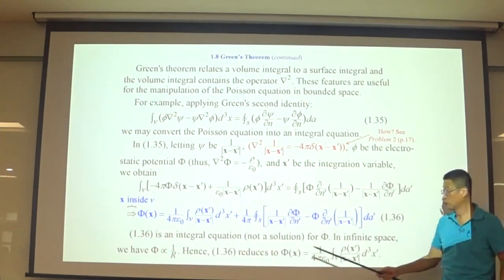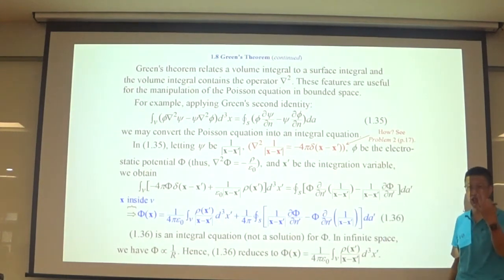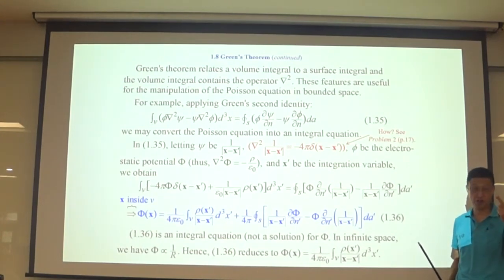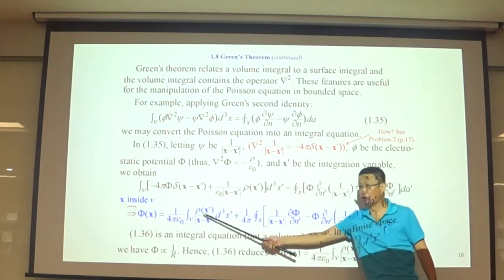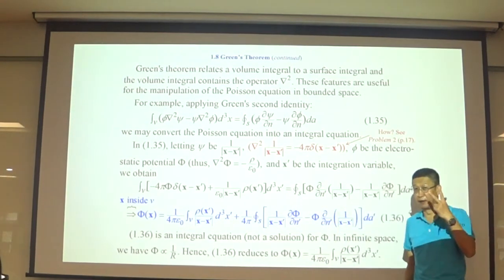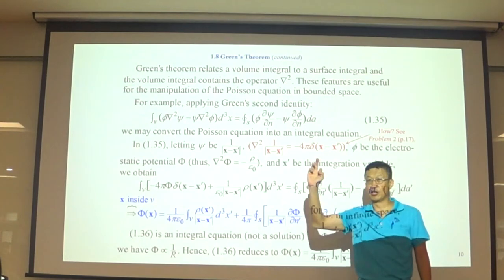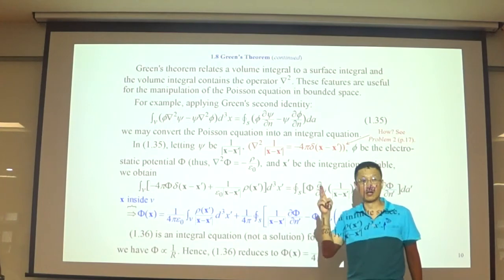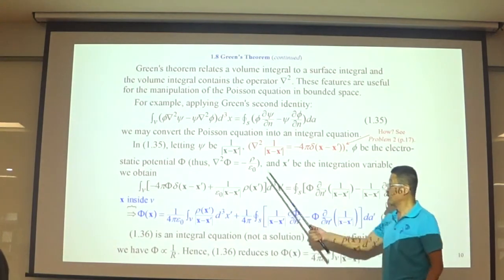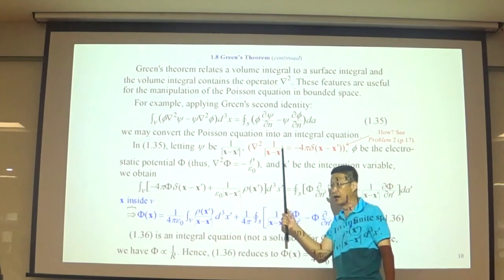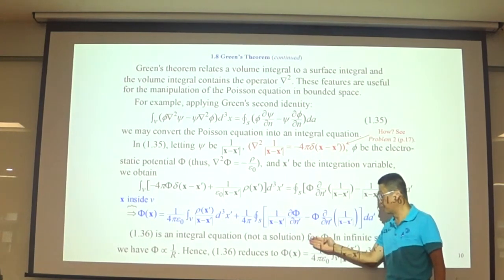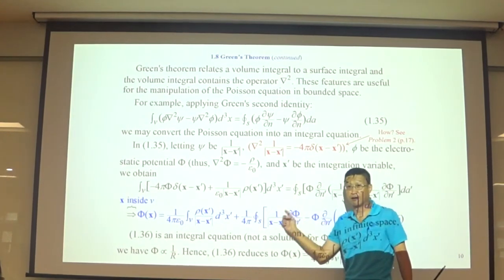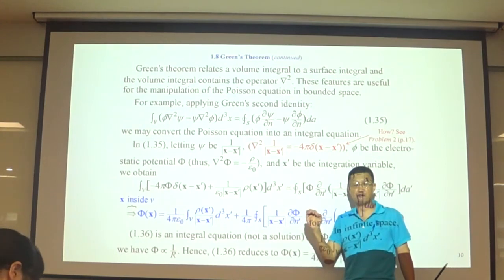Why? 1, 2, 3. Three terms. Can we simplify to 2 terms or 1 term? 1 term we already know. Can we simplify from 3 terms to 2 terms? Yes, if we choose the correct Green function. If we choose the correct Green function, then this term can be 0. If we choose the Green function properly.